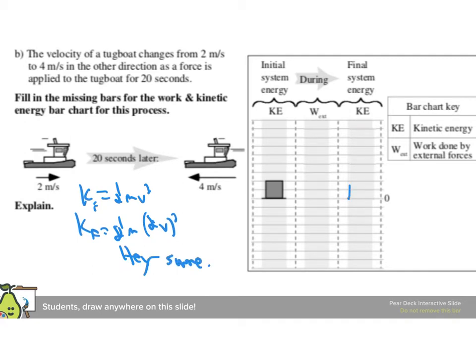So we know without thinking, 2, 4, 6, 8, 2, 4, 6, 8. We get this, which implies that we have 2, 4, 6 units of kinetic energy. The key thing here is to notice that it didn't matter which way the tugboat's going at the end, only that it's going at 4. Energy is not directed.